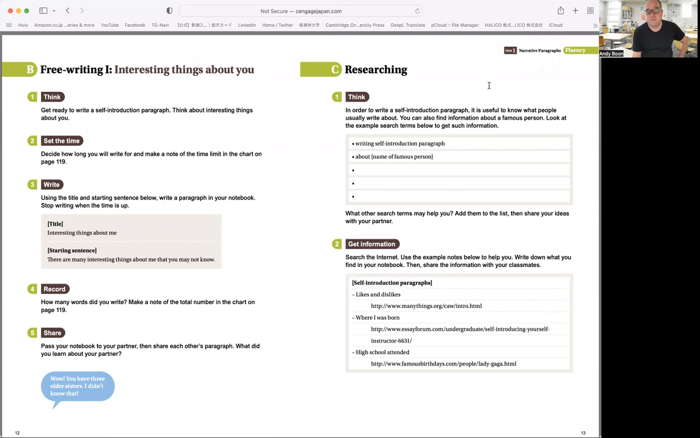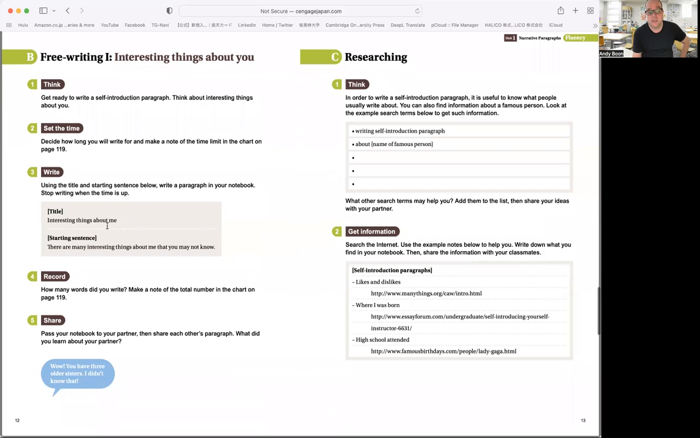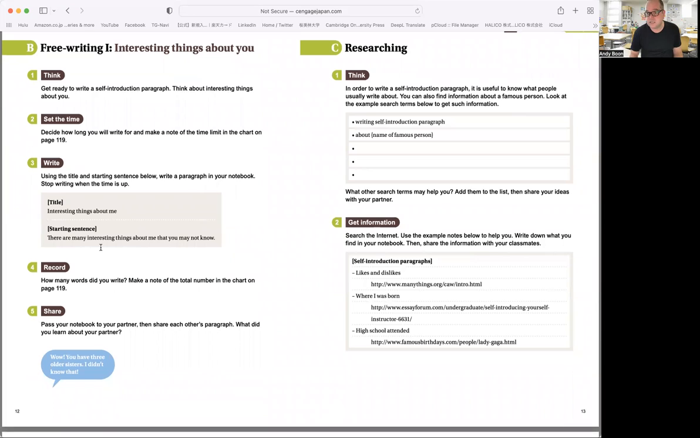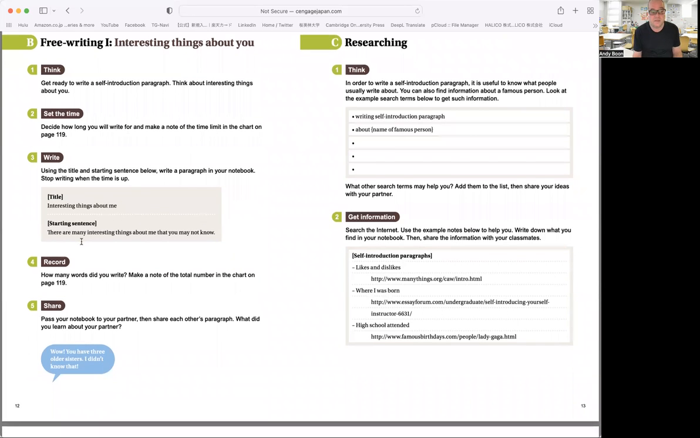Okay, so in the first free writing activity, students are going to write a self-introduction paragraph. You can decide how long students are going to write for. That's important. You can negotiate with the class if you want to. There's a title, Interesting Things About Me, and there's a starting sentence. We don't call this a topic sentence at the moment until students learn that terminology in Unit 2. There are many interesting things about me that you may not know.